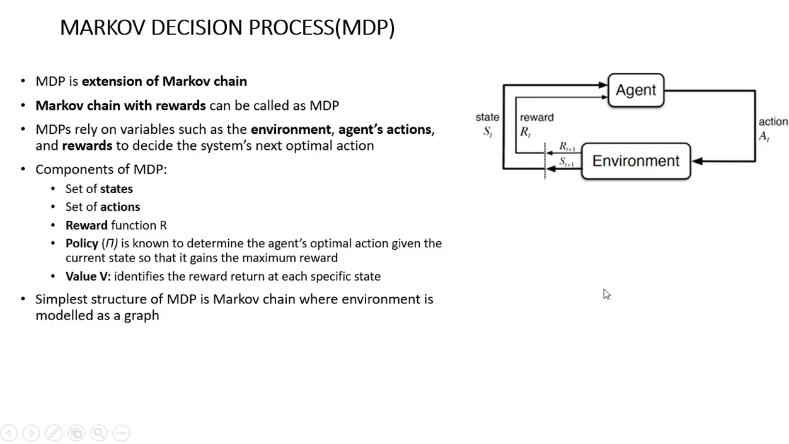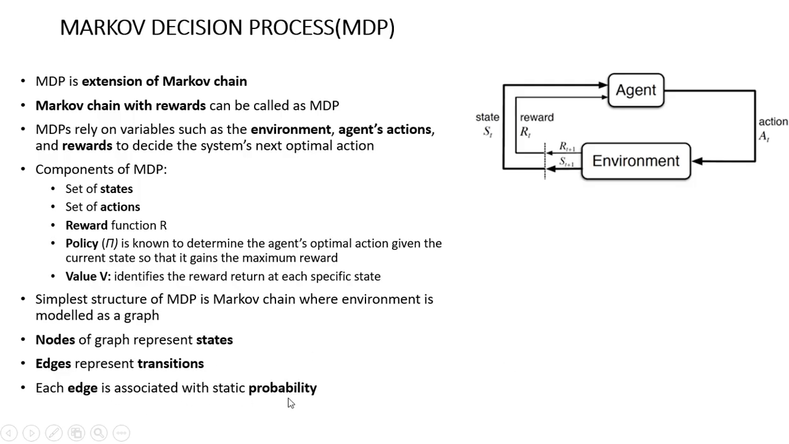And this is a simplified structure of MDP. The nodes of the graph represent the states, and the edges represent the transitions. Each edge is associated with a state transition probability, which we just saw in the previous problem.